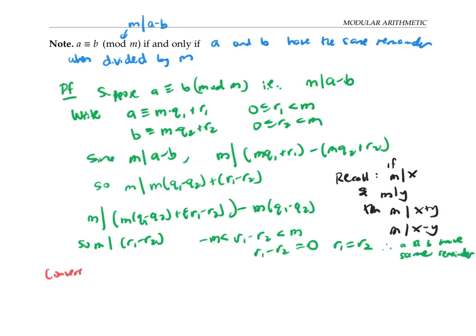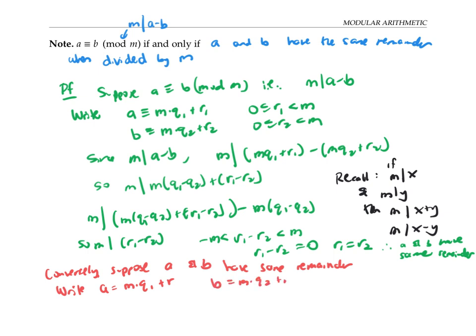Conversely, suppose that a and b have the same remainder. That means in the division algorithm, we can write a as m times some quotient plus r, and b as m times some quotient plus r, where the remainders are the same. So a minus b is going to be this difference, which is equal to m times q1 minus q2, and so m divides a minus b.